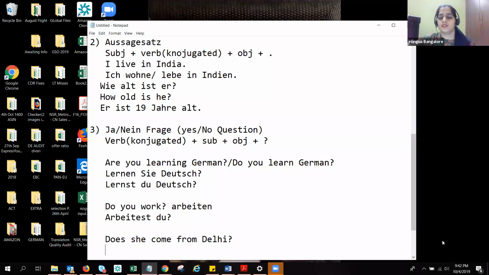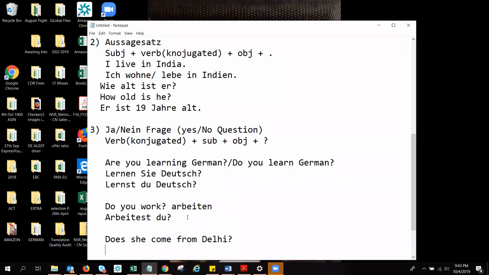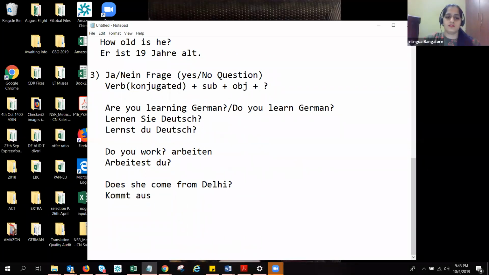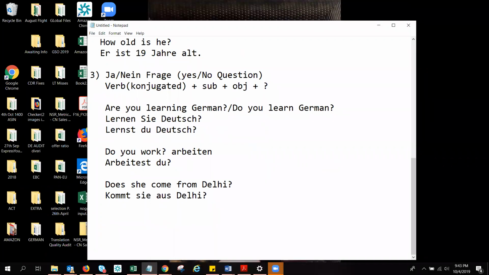So, Babu, can you translate the sentence? Take a little bit of time and try to translate this. It's easy. Don't worry. So, Babu, you there? Yes, ma'am. Kommt Sie aus Delhi? Is this what you are saying? Kommt Sie aus Delhi? Yes, ma'am. Okay, sehr gut.